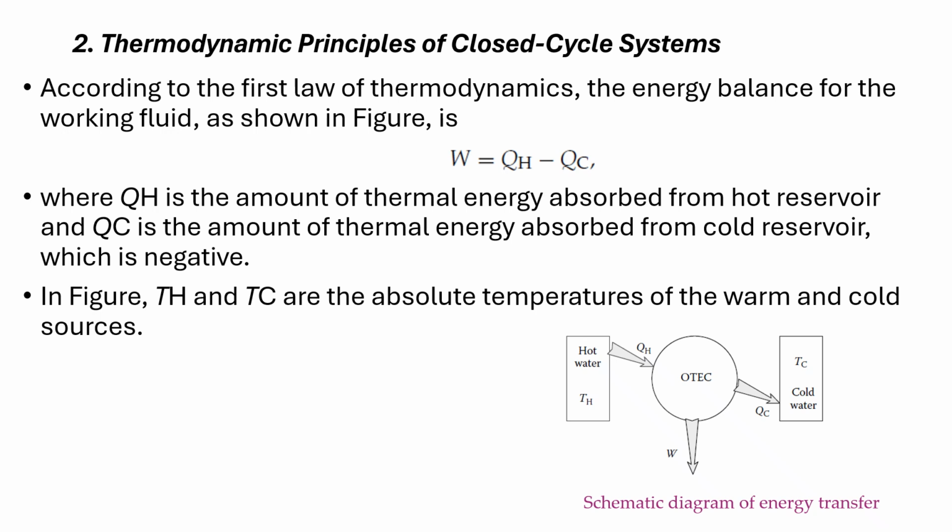Moving on to the thermodynamic principles of the closed cycle system. According to the first law of thermodynamics, the energy balance for the working fluid is as shown in the figure, so equation and also in the figure. QH is the amount of thermal energy absorbed from the hot reservoir, whereas QC is the amount of thermal energy absorbed from the cold reservoir. This will be negative, of course. TH and TC are the absolute temperatures of the warm and the cold sources, nothing but the cold water. So that is taken into consideration. This is the schematic. You can see based on the observation, you can understand it.